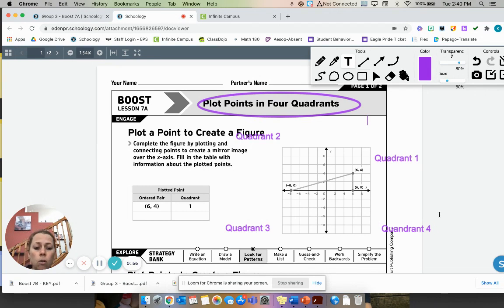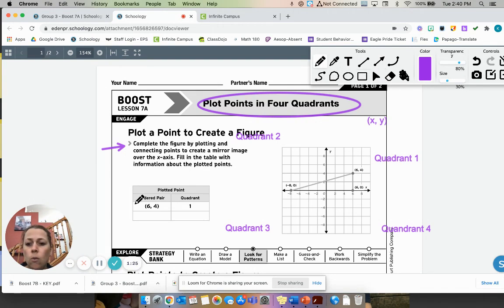Remember, in all ordered pairs, we have X first and then Y second. X goes side to side and it's labeled here on the x-axis, and Y goes vertically up and down and that's labeled here on the y-axis. Let's go ahead and get started with the problem. So they are asking us to complete the figure by plotting and connecting points to create a mirror image over the x-axis. Fill in the table with the information about the plotted points.